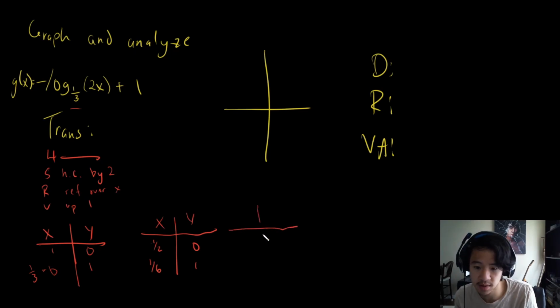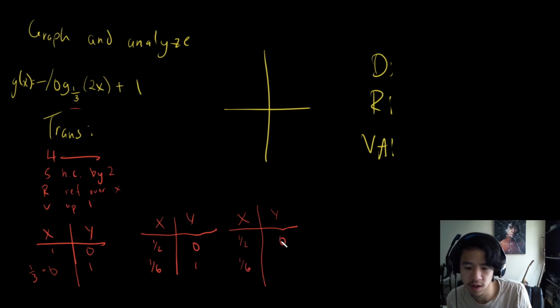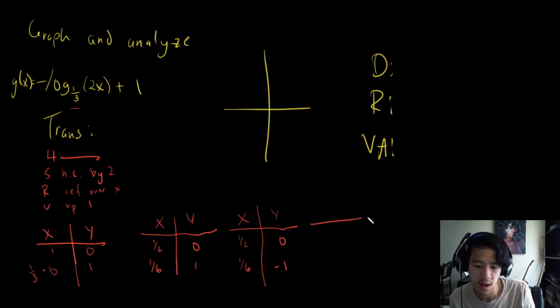Reflect over the x means that we are going to change the sign of all the y values, all the y coordinates. So 0 stays at 0, and then 1 goes to negative 1. And now we go up 1, so we need to add 1 to all the y's. So 0 goes to 1, negative 1 goes to 0.